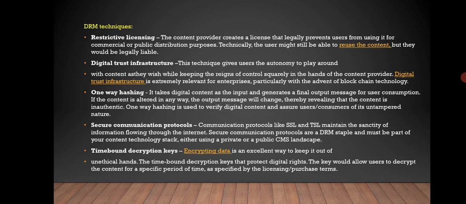The digital trust infrastructure is extremely relevant for enterprises, particularly with the advent of blockchain technology. One-way hashing. It takes the digital content as the input and generates a final output message for user consumption. If the content is altered in any way, the output message will change, thereby revealing that the content is inauthentic. One-way hashing is used to verify the digital content and assure the users or consumers of its untampered nature.